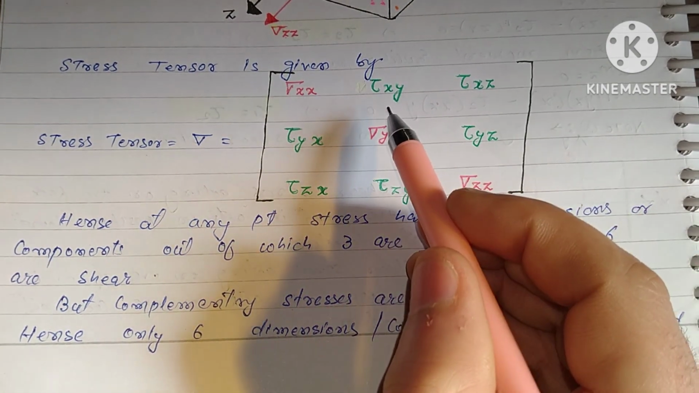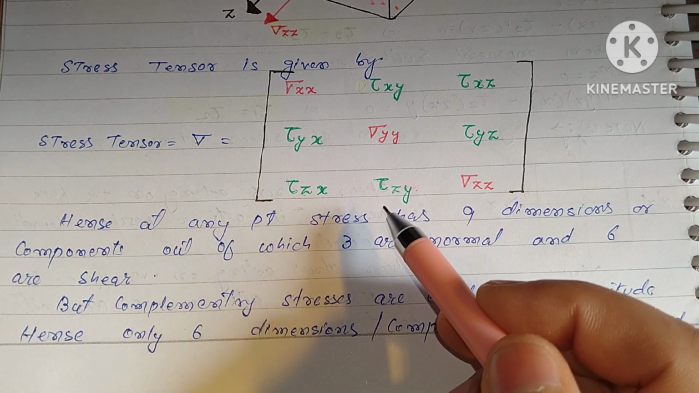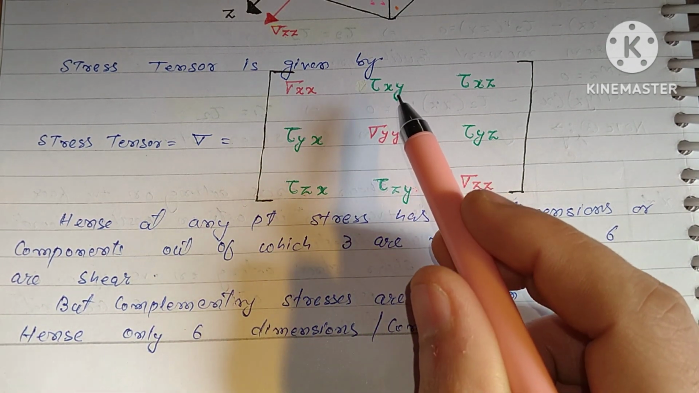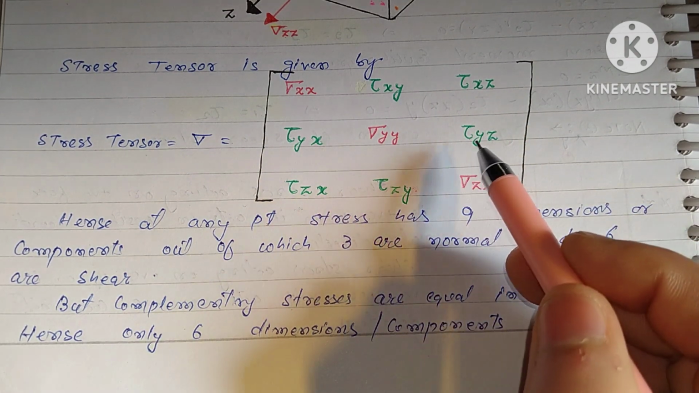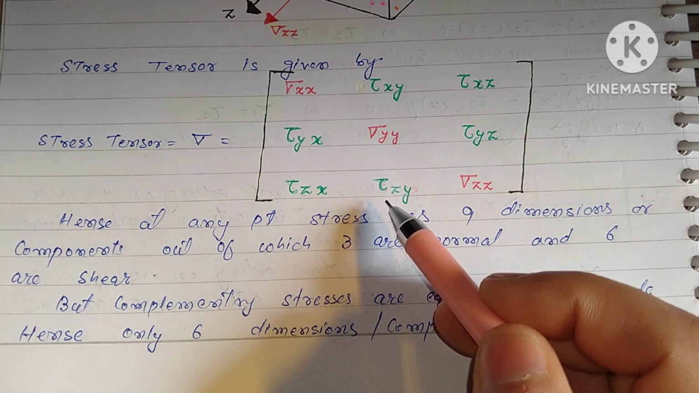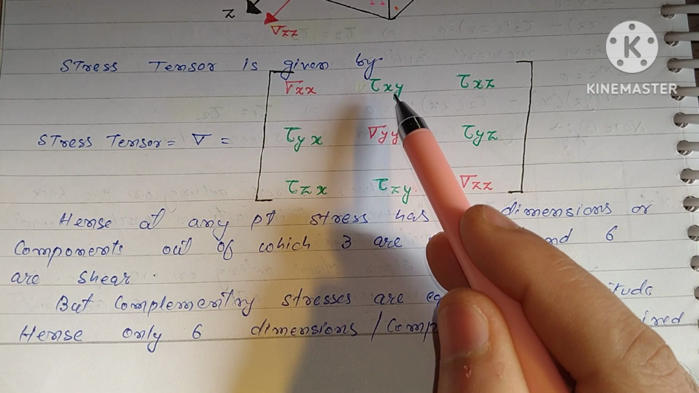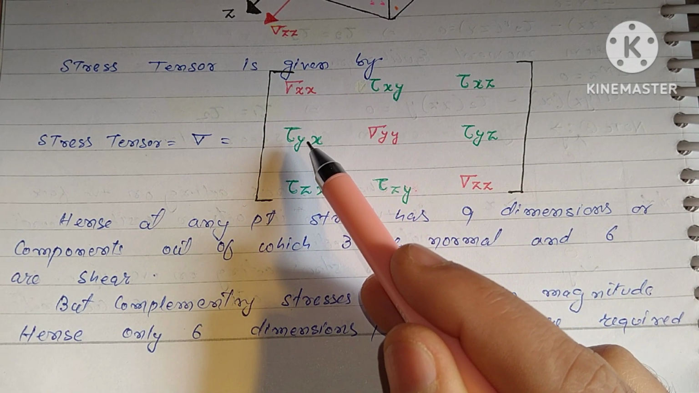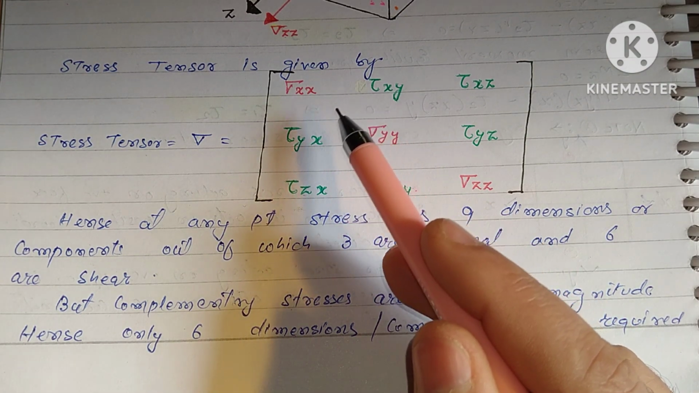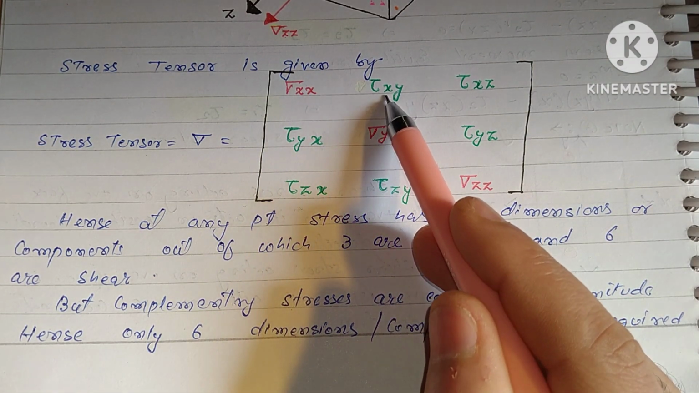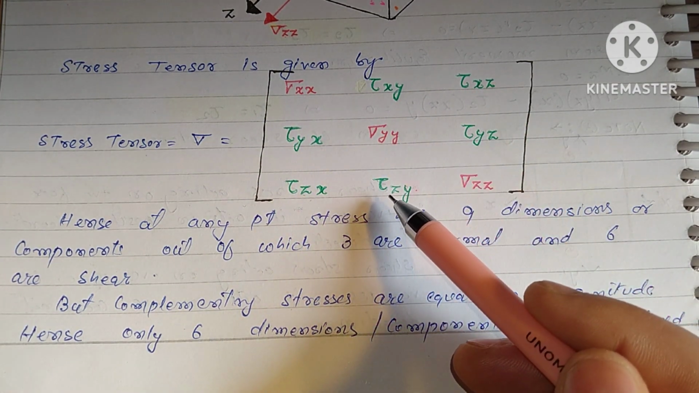Here this is complementary to this, this is complementary to this, and this is complementary to this. These are called complementary shear stresses. And that means it is equal to this, it is equal to this, and it is equal to this. These are equal in magnitude but not in sign. That is, if tau xy is 5 kN per meter square, then tau yx will be minus 5 kN per meter square. That is, their sign will be interchanged, but the magnitude remains same. So this will be equal to this, this will be equal to this, and this will be equal to this.